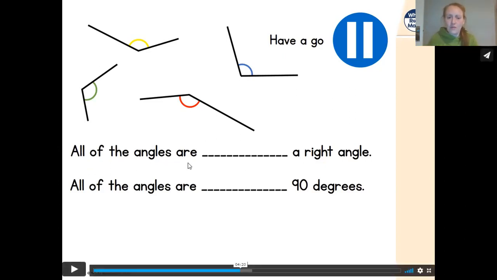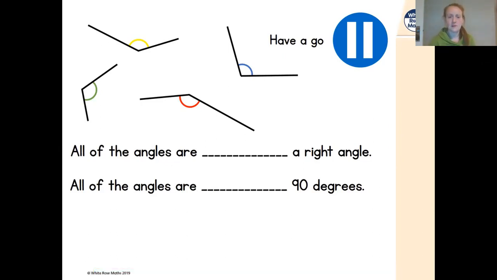Well done. All of the angles are more than or bigger than a right angle. All of the angles are bigger than 90 degrees. So hopefully you put something about all of the angles are larger than a right angle, bigger than a right angle. I put greater than a right angle. As long as you've got a word in there that shows that you understood that all of them are larger, greater, bigger than a right angle.